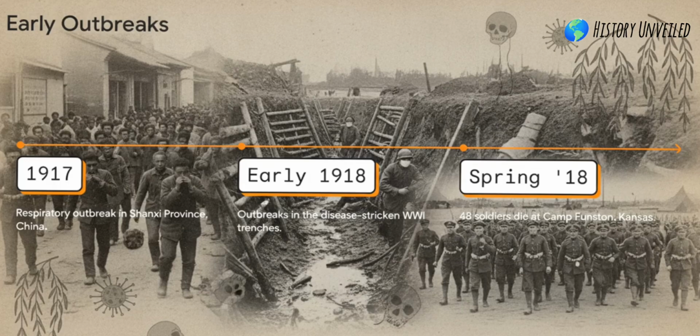We also see a massive red flag in the spring of 1918 at Camp Funston, a military base in Kansas, where 48 soldiers died of flu-like symptoms right before a much larger outbreak. So the origin is a bit murky, but there's one thing we know for absolute certainty. It definitely did not start in Spain.